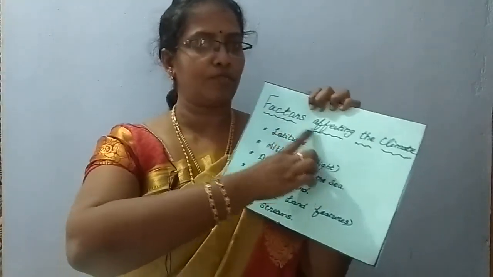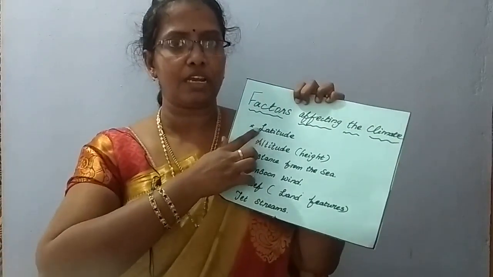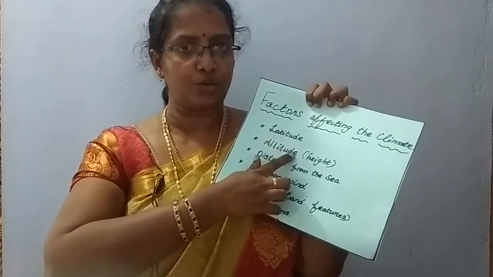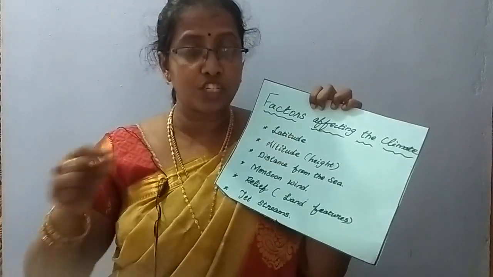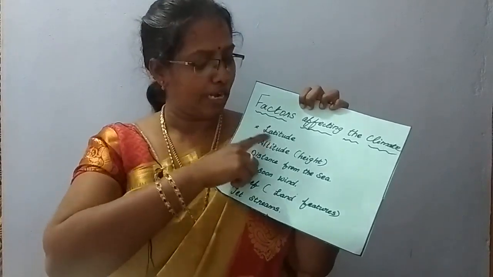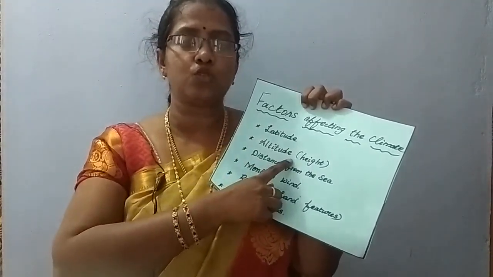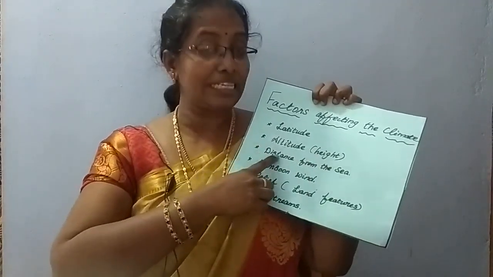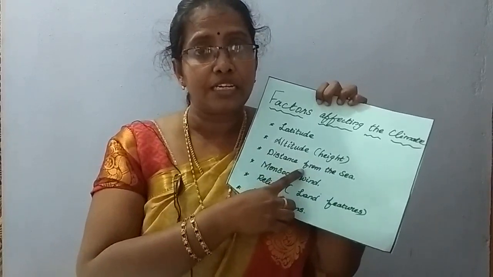Yes, students. Then in this chapter, first we are going to learn what the factors affecting the climate of India are. The first one, latitude. The second one, altitude. Latitude lines, I showed just before. The next one, altitude. What is altitude? Height. The next one, distance from the sea.